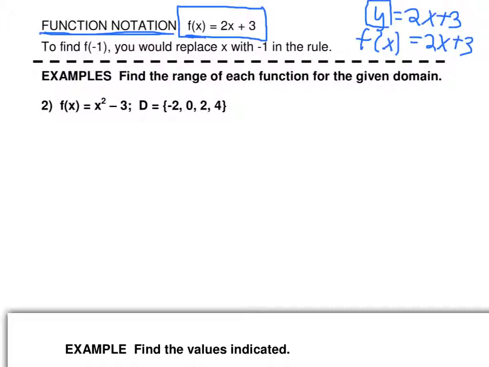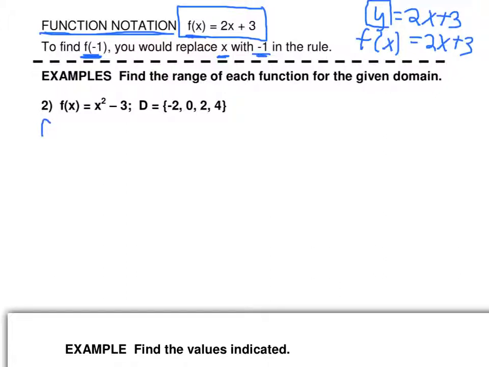All right, so if I wanted to find f of negative 1, the function of negative 1, all I'm going to do is replace the x in the rule with a negative 1. Let me show you how this works. So example number 2, write this problem down. You have f of x is equal to x squared minus 3. And it tells you the capital D, that's the domain, is equal to negative 2, 0, 2, and 4. So what I'm going to do, I need to find the range of the function given the domain. So I'm going to substitute each of these values of D, the domain, your input, into the function.